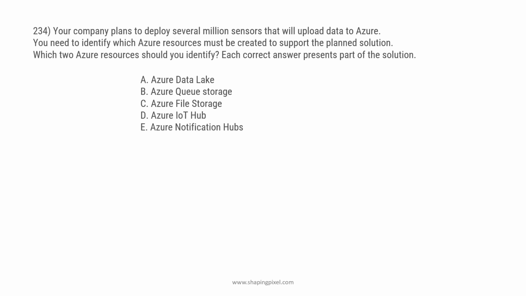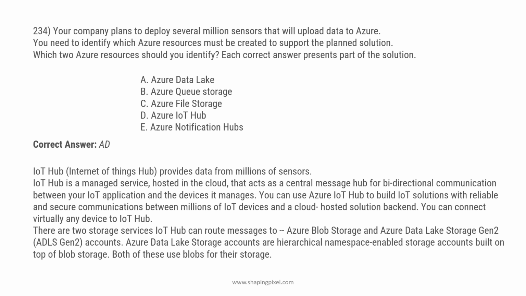Option A, Azure Data Lake. Option B, Azure Queue Storage. Option C, Azure File Storage. Option D, Azure IoT Hub. And option E, Azure Notification Hubs. So the right answer is option A and option D.